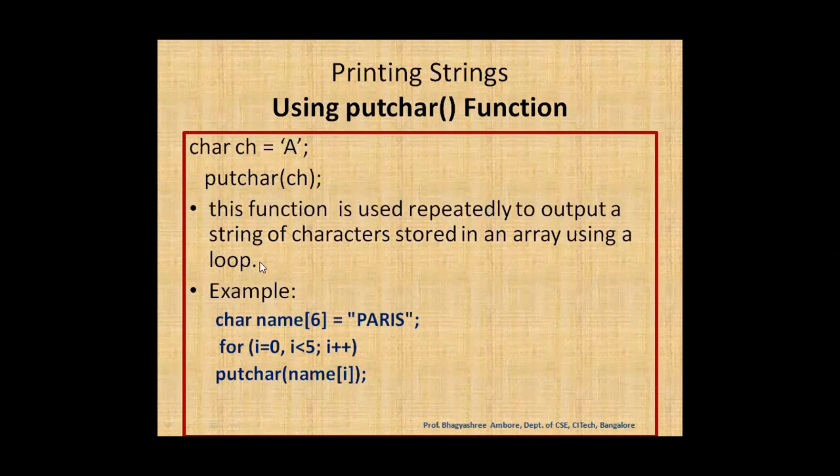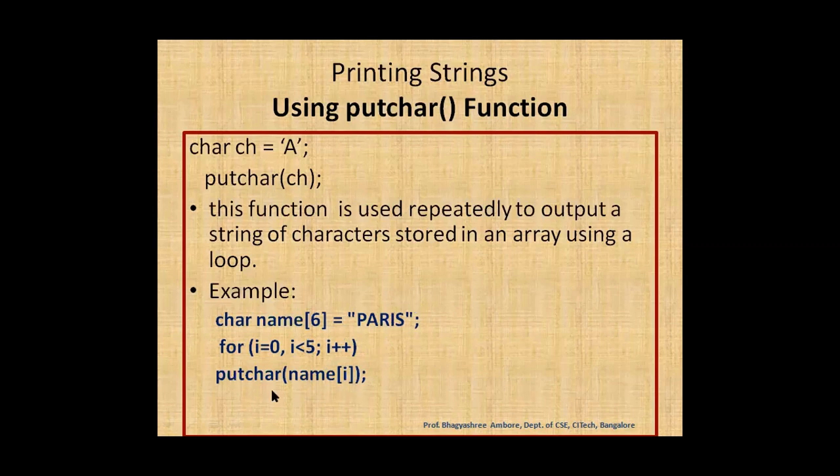Then we can print. For example, character name of 6, I have written here "Paris". Now, how many characters are there? 1, 2, 3, 4, 5 characters. I want to print the 5 characters. Now I'll start a loop from 0, for i less than 5, i plus plus, putchar(name[i]). First time it will print name[0], that is P. name[1], that is A. name[2], R. name[3], I. name[4], that is S. It will print.